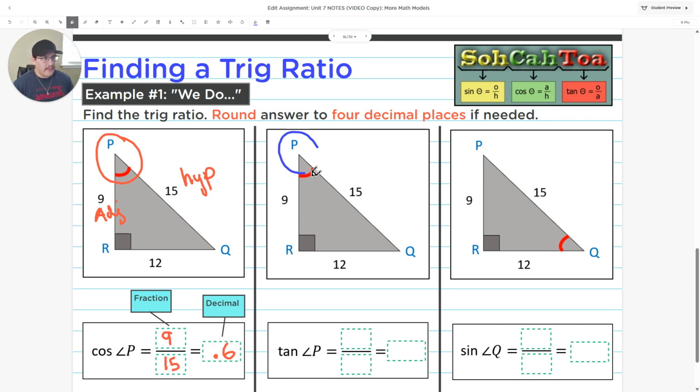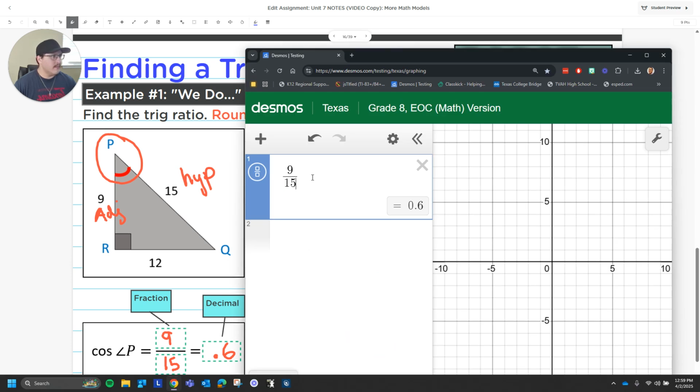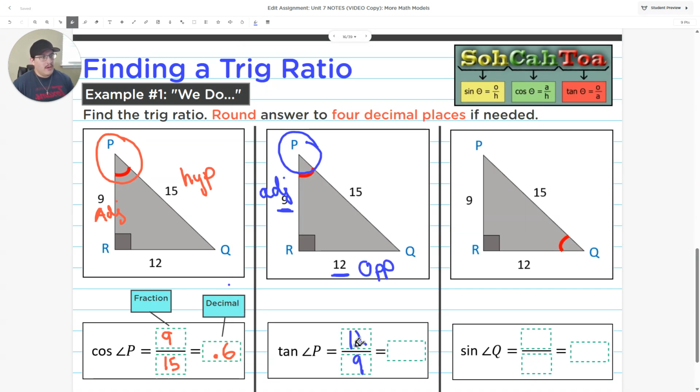Tangent of angle P, so again, still using angle P. Tangent, I want the opposite, so the side directly across from this angle, and then the adjacent as well, which is the side right next to it. So this follows TOA. Tangent is equal to the opposite divided by the adjacent. So this is 12 divided by 9, which, if we were to calculate this, is 1.3 repeating. So we're going to round it to 4 decimal places. 1.3333.